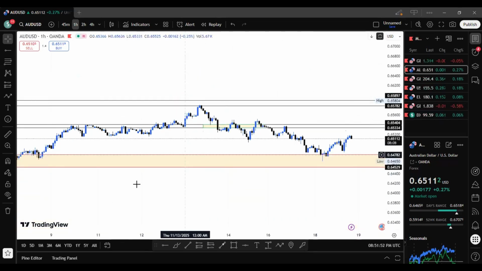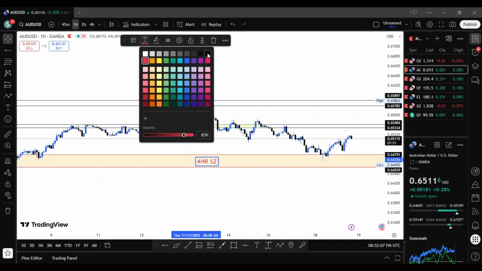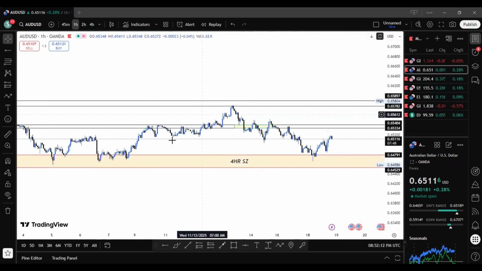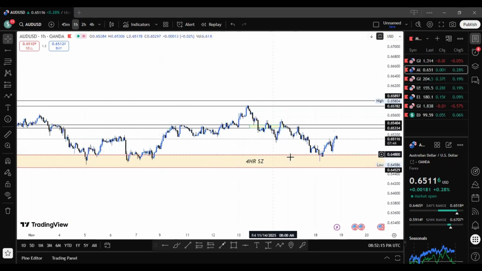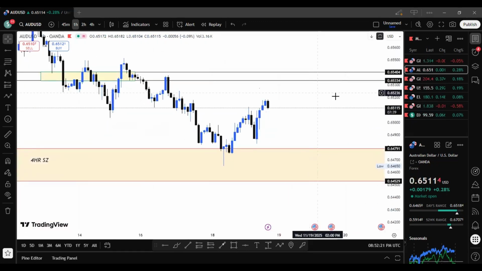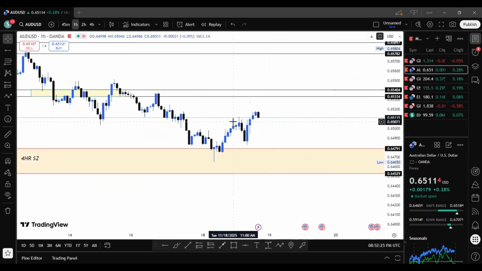This is the support zone we drew on the 4 hour, right? So this is a 4 hour support zone. We just mark it in order to know that this is a good place where we are looking for a good setup or confirmation. And these are resistances. So what I'm looking out for now is that, let me zoom in a bit for you to see. It has been a long day for me, but I had to record this because this is a good setup I'm looking out for.